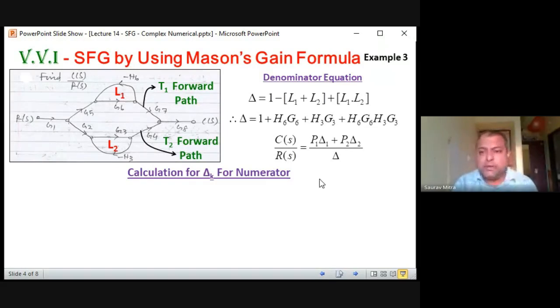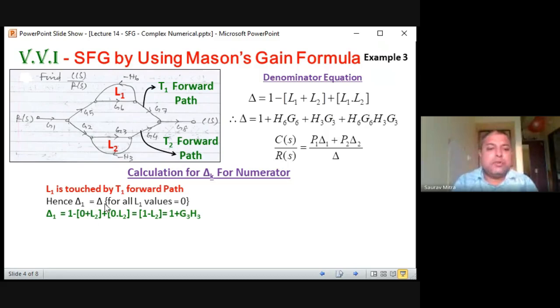So how exactly to find it? We have already seen in the previous numerical, and in this numerical also we will see. So what is the value of P1? P1 is the same as T1, that is G1, G5, G6, G7, G8. Delta value we have already calculated. What is the P2 value? That is G1, G2, G3, G4, G8. Generally, students find P1, P2 and delta very correctly, no problem. Delta is 1 minus L1 plus L2 plus L1L2. So all these things are found. The only problem is how to find delta 1.